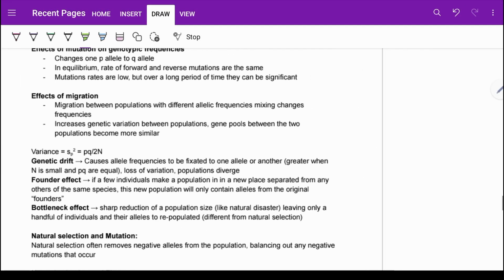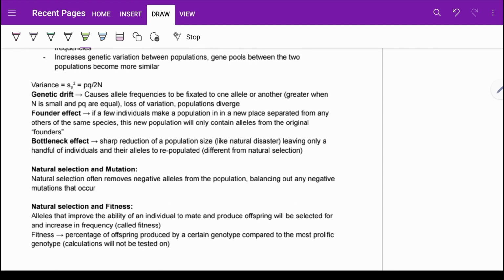We also have the effects of migration. If you have migration between populations with different allelic frequencies, the mixing can change these frequencies, and it will make the populations more similar because there's increased genetic variation and the variation crosses over. Slowly, both populations have the genetic variation of those two different populations, so they have a lot of genetic variation and are actually more genetically similar.